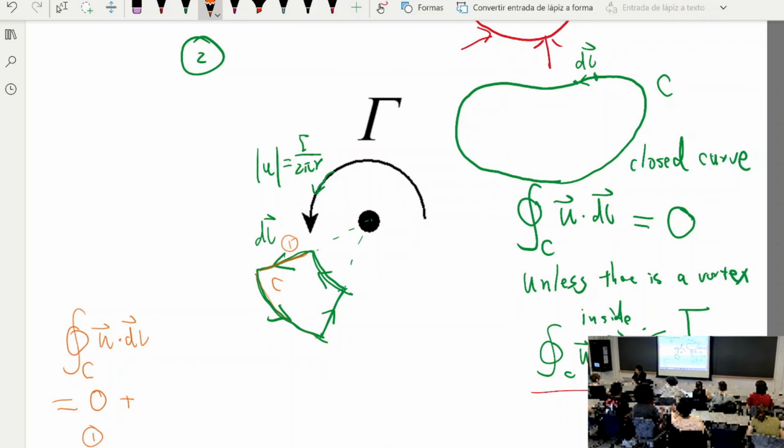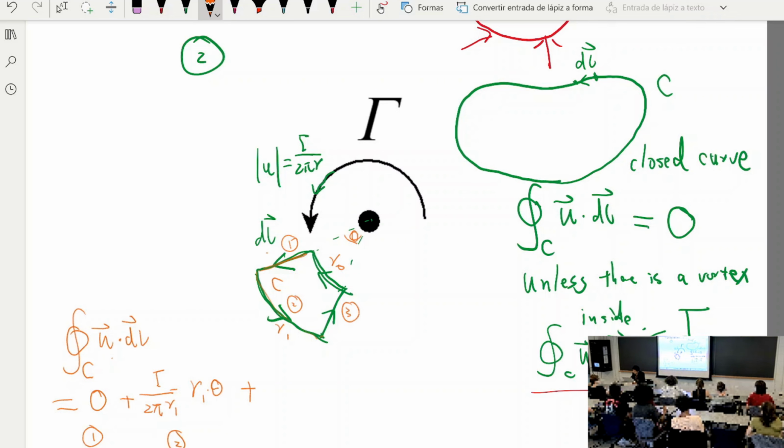Now for section 2, the dl direction is exactly in the same direction as the velocity, so the dot product is just a scalar product, right? And the velocity is gamma over 2 pi R1, where this is R0 and this is R1, and the length of this is R1 times whatever angle. This is the length of the integration. So this is the magnitude of the product, and this is the length of the integration. Alright? And of course R1 cancels out.